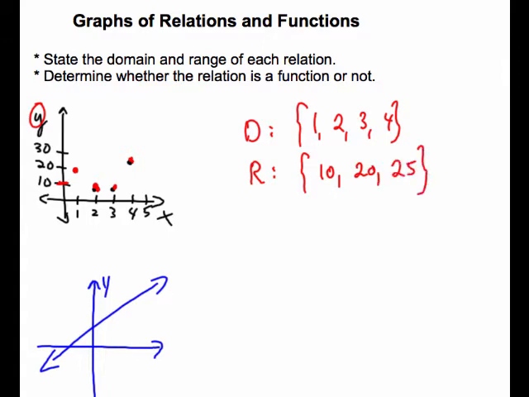And is this a function or not? Each input has only one output. So 1 is associated with 20, 2 is associated with 10, 3 is associated with 10, etc. So yes, it's a function.